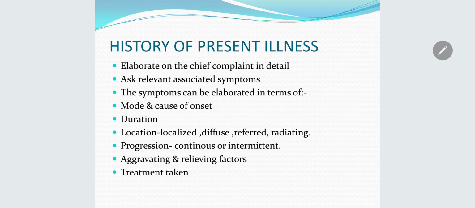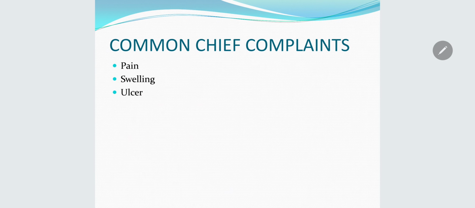Coming to the history of present illness, you have to elaborate the chief complaint in detail. You have to ask about the associated symptoms. That means if the pain is there, you can ask mode and cause of onset, duration, whether it is localized, diffuse, referred or radiating, whether it is continuous or intermittent, aggravating factors like when it is aggravated while taking hot food or cold food, and treatment taken, any painkillers or antibiotics he had taken before. You have to record everything in the history of present illness. The common chief complaints we will see here are pain, swelling and ulcer. Usually we will see these things.